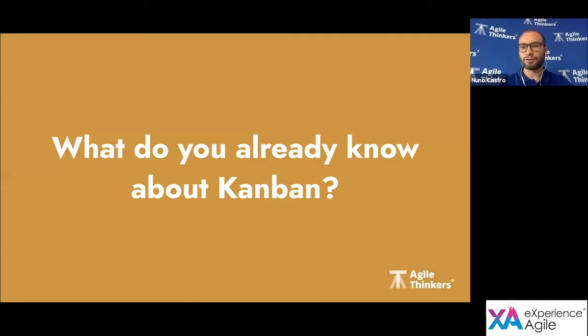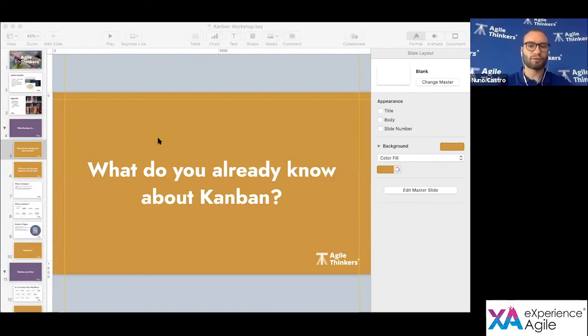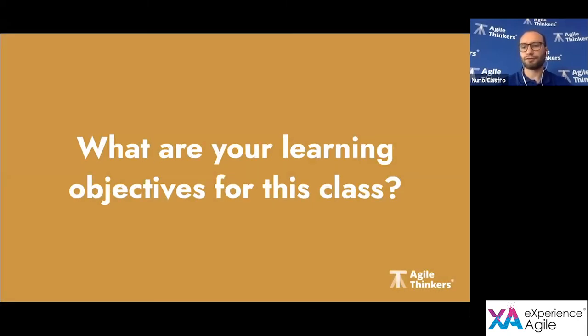For that, what I'll ask you guys to do is, on the chat I shared with you a Miro link. So if anyone could please go to the Miro board. There you will find a lot of panels, but two of them are what we are going to use in the beginning. One is for you guys to answer what you already know about Kanban. And the second one is to answer what your learning objectives are for this class. For this, I will give you more or less 5 minutes. Then I will review all the content with you guys, and then we will move to the next step. Okay, cool.